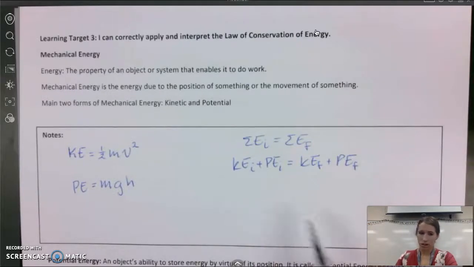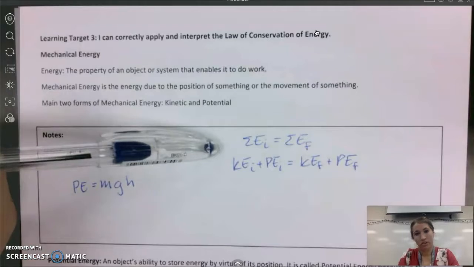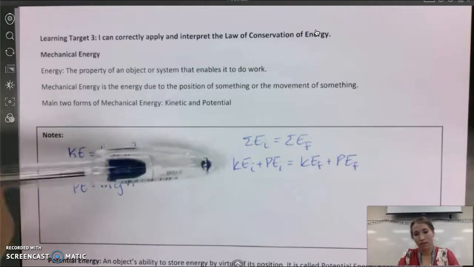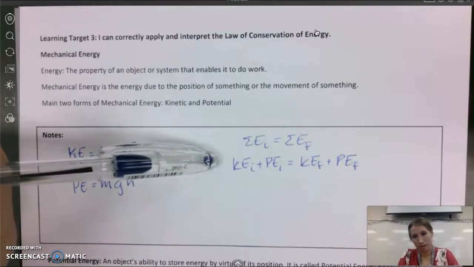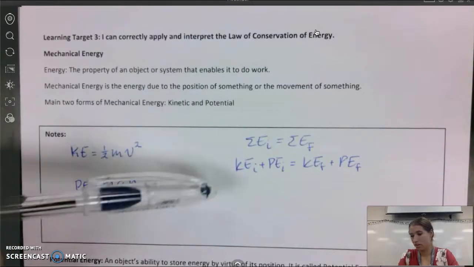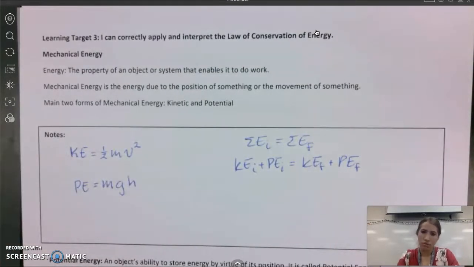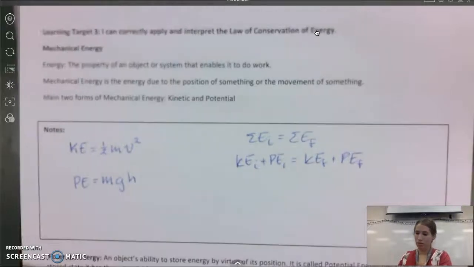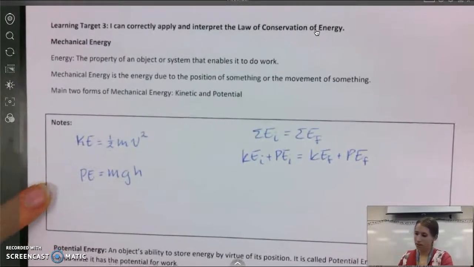So start each one of these conservation of energy questions by drawing the initial and the final, then writing out the conservation of energy equation and determining what you're starting with and what you're ending with. And then after that, go through and plug in the equations for these values. Usually from there, you can see if mass cancels, or you can identify what you're solving for, and you can rearrange that equation.